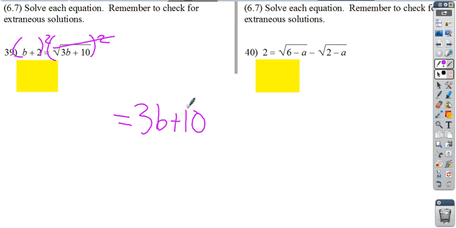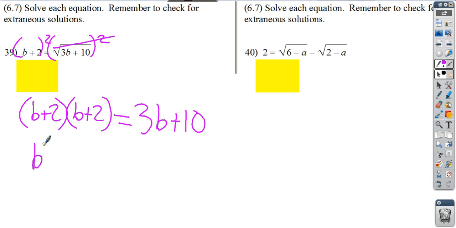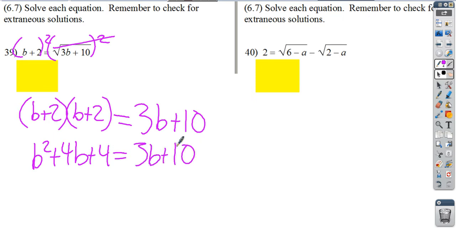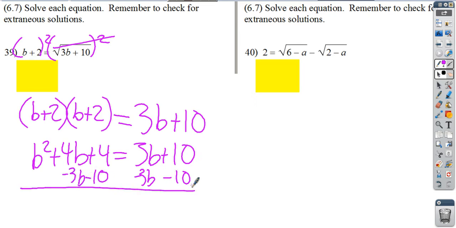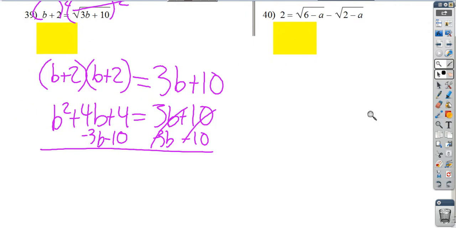On the left side, a common mistake is to say that it would be b squared plus 4, but actually b plus 2 squared really means what I just wrote right there. It means multiply that whole parentheses by itself. When you FOIL this out, you get b squared plus 4b plus 4, and that's equal to 3b plus 10. Let's simplify this by subtracting 3b and 10 from both sides, and we should wind up with some sort of quadratic equation here, which usually means we can factor it.